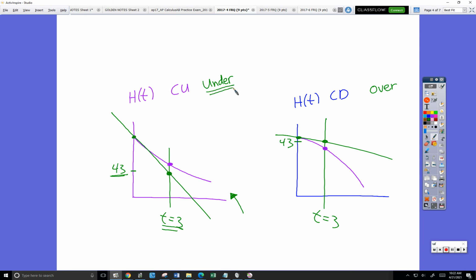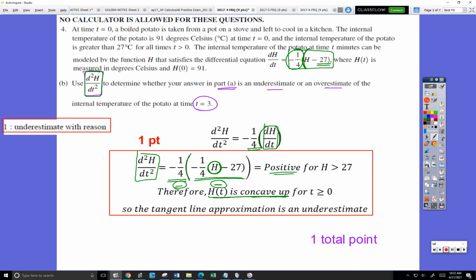Now that's quite a bit of work for one point, but that's what you get. You have to show the derivative. You don't have to show really, you just have to state that that derivative is positive, causing h to always be concave up, which means the tangent line approximation is an underestimate. So 1 point for all of that. If you have anything left out, they won't give you the point.